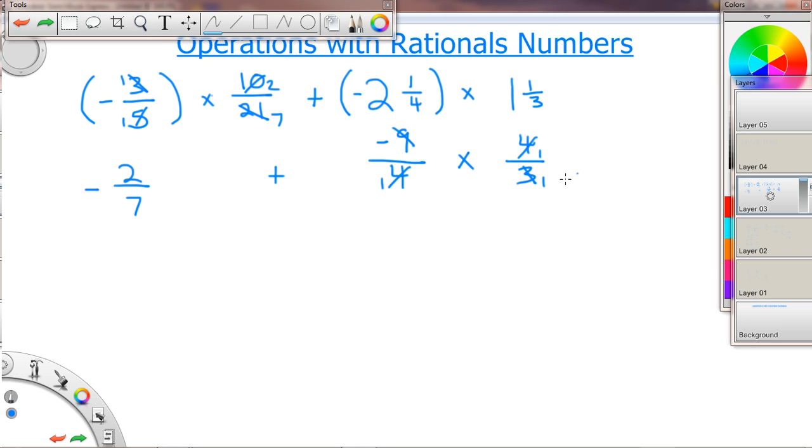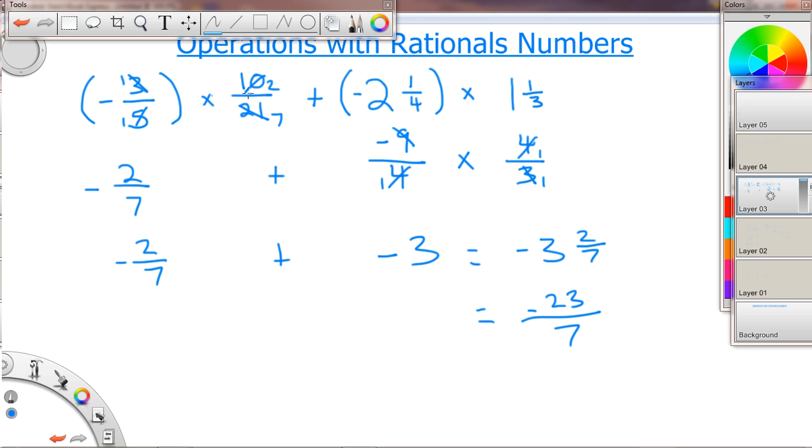So these two things multiplied together give me negative 3. I'm adding to negative 3, negative 2 over 7. And my answer is going to be negative 3 and 2 sevenths. Or if you like an improper fraction, we could say negative 23 over 7. Either of these would be acceptable.